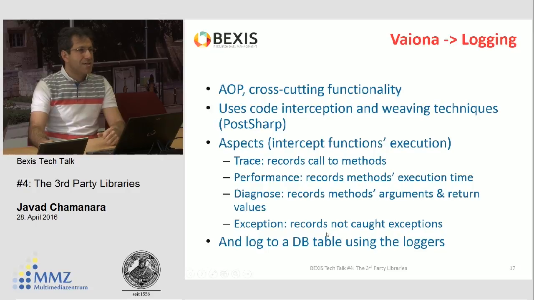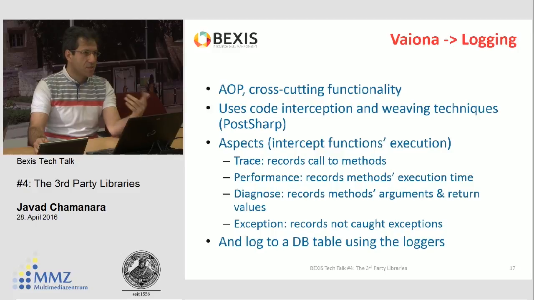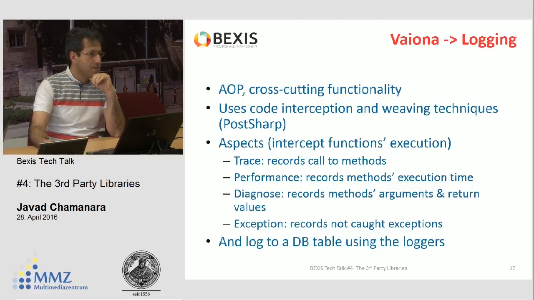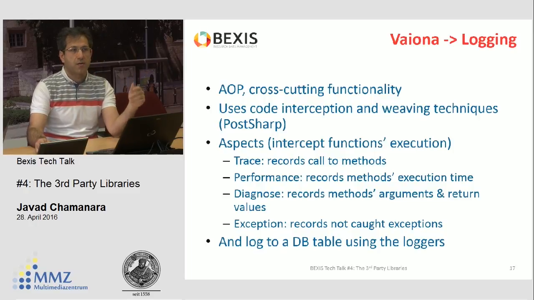With the exception aspect, if your code intentionally or just by mistake has not caught an exception, it will be automatically caught and logged into the system, so that later you can take a look at them to see why those exceptions are appearing and why they are not properly handled. And then all these aspects are automatically logged into the database logger, but they can be not logged, or they can be logged to another place by the IOC container that I have just explained.